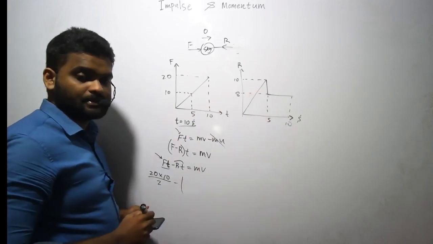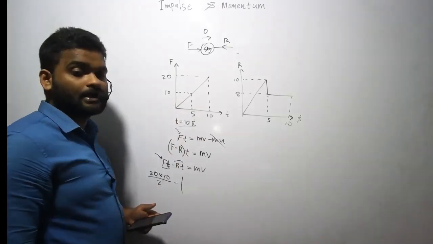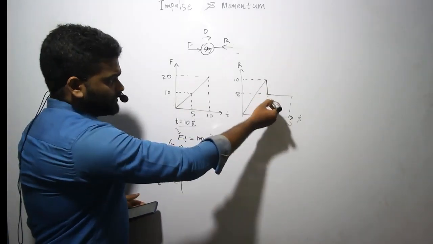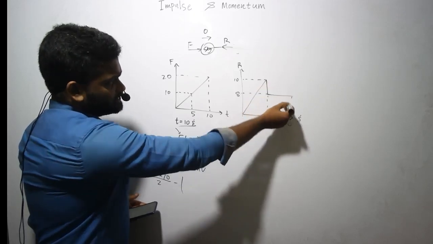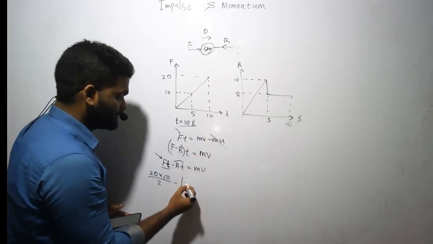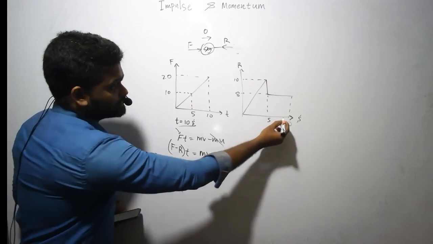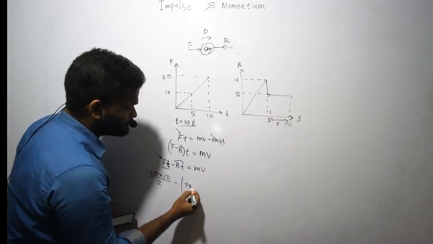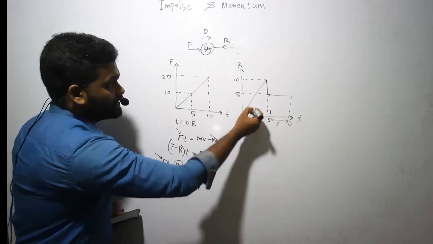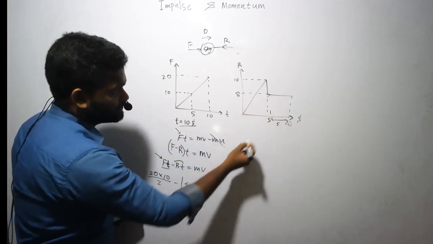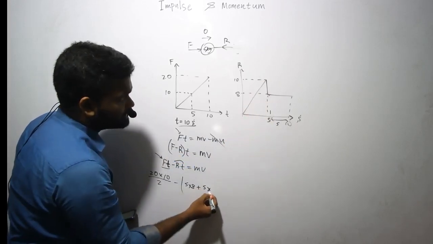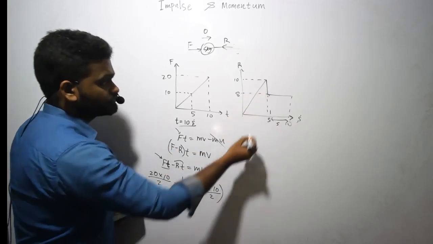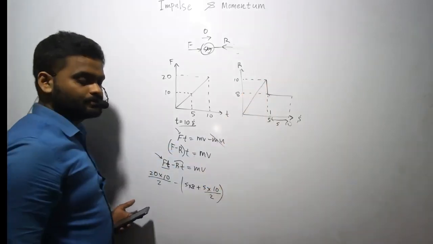Integration is not in the syllabus, right? So that's why you need to find the area of the graph. So let's find the area of the graph. There's a triangle and a square. Let's get the square first. This is 5 and this is 8. So just 5 times 8 plus, for the triangle, it is 5 times 10 divided by 2.